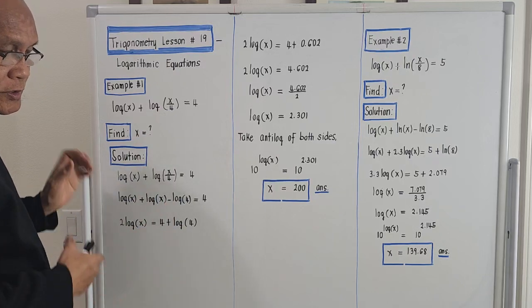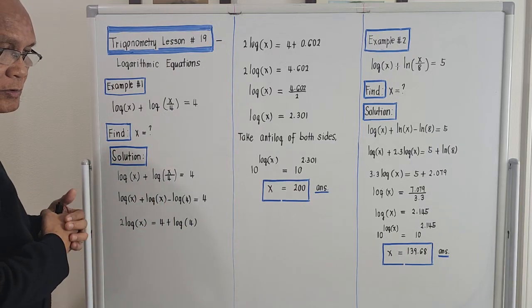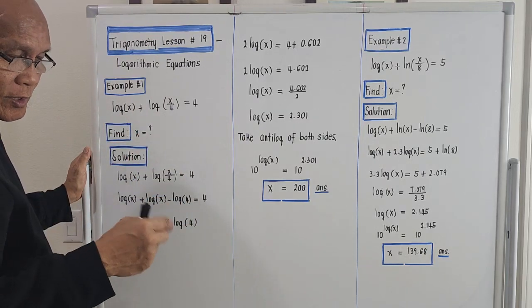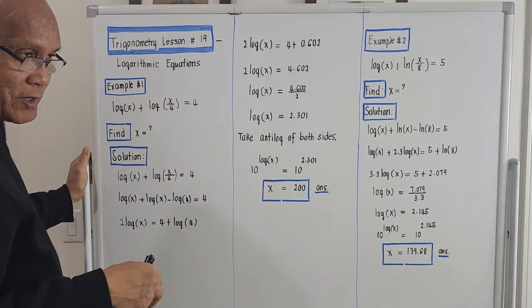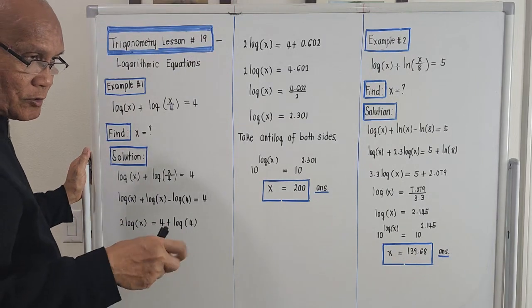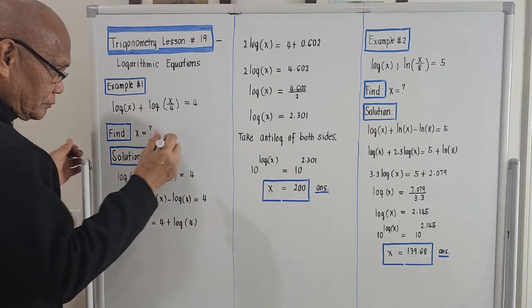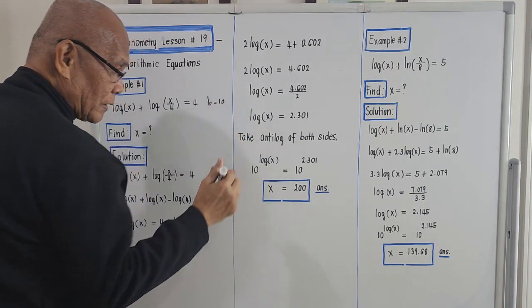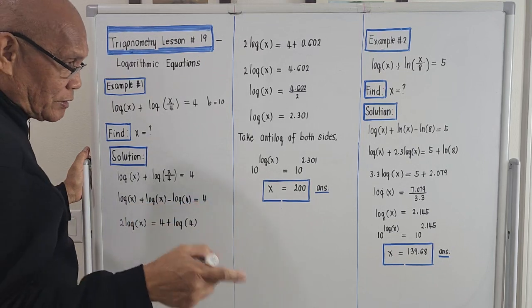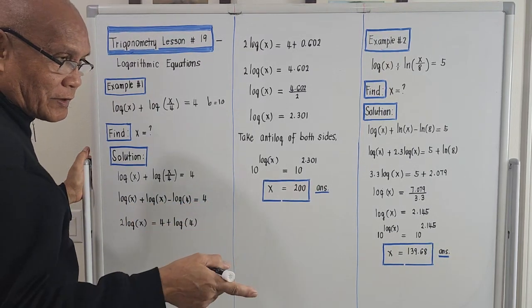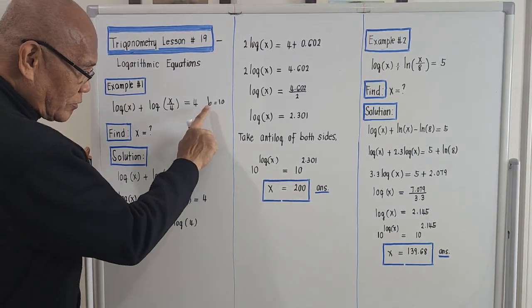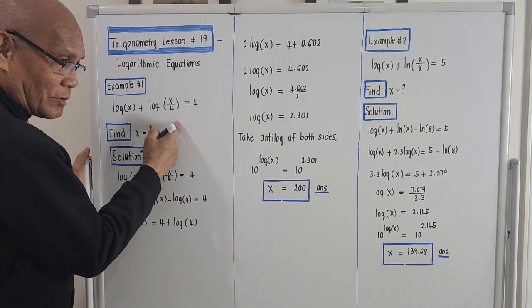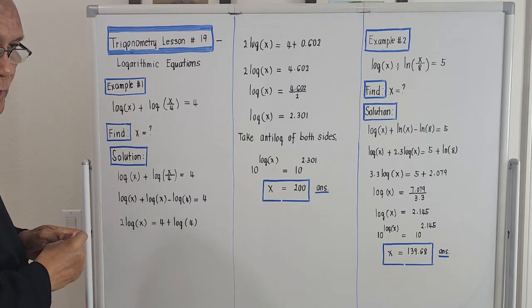The given equation is a logarithmic equation. It's a common logarithm because the base is not given. If we are given a log sign without the base indicated, it is understood that this is a common logarithm, meaning the base here is equal to 10. Under the study of logarithms, if the base is not given, it is understood that the base is 10. Let's try to bring out the solution.